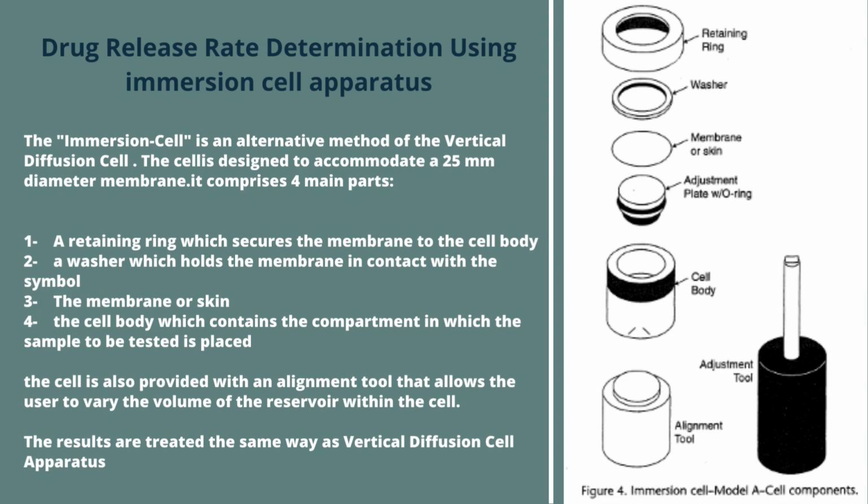1. A retaining ring which secures the membrane to the cell body. 2. A washer which holds the membrane in contact with the sample. 3. The membrane or skin. 4. The cell body which contains the compartment in which the sample to be tested is placed. The cell is also provided with an alignment tool that allows the user to vary the volume of the reservoir within the cell. The results are treated the same way as for the vertical diffusion cell apparatus. Leaving you with a short video to explain this apparatus in detail.